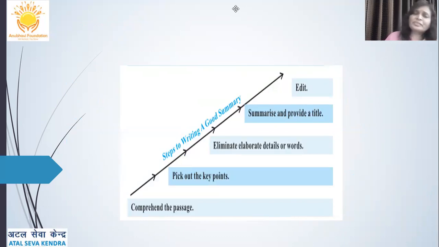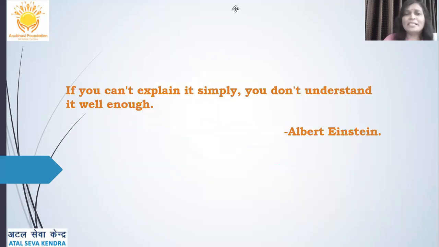So what have we done when we summarized these two paragraphs? We tried to explain it simply. How beautiful are the words of Albert Einstein. If you can't explain it simply, you don't understand it well enough. This beautifully sums up what summary writing is all about. It is about reading the passage which is given and understanding it and explaining it in a simple manner in your own words.